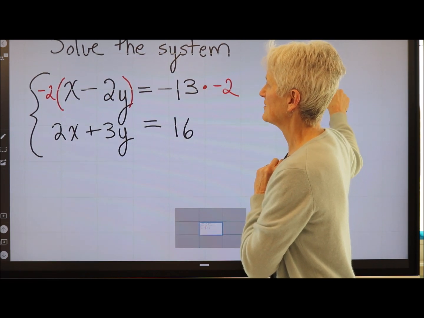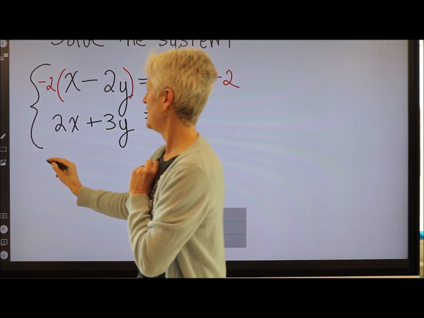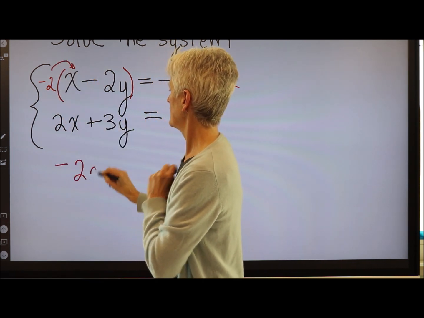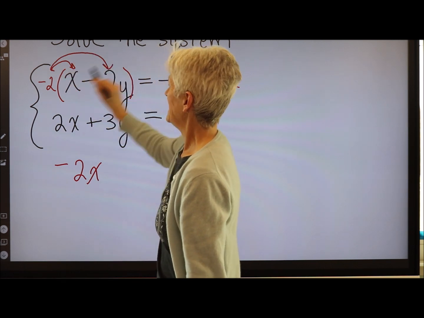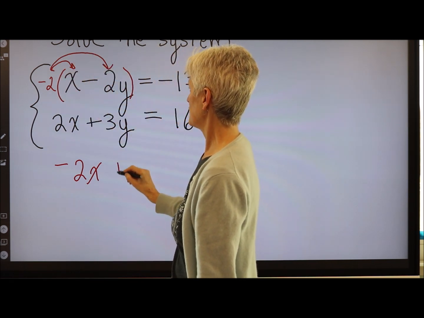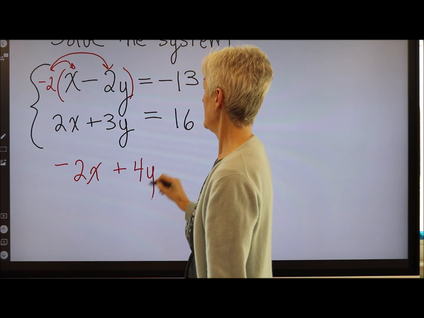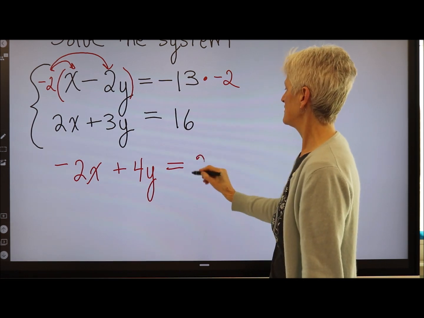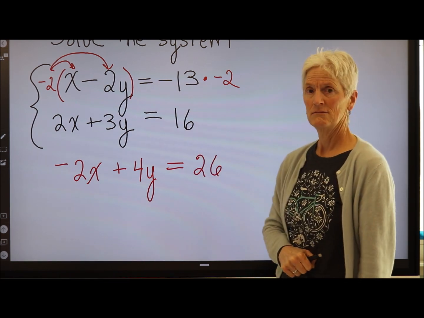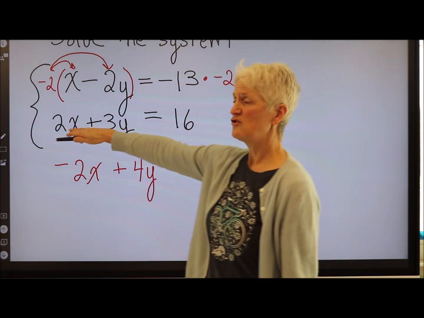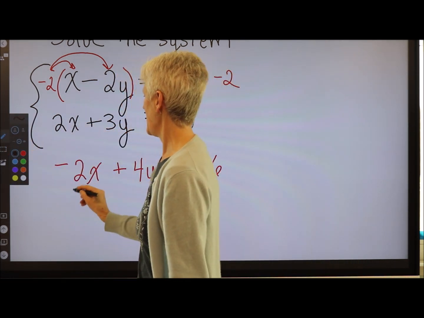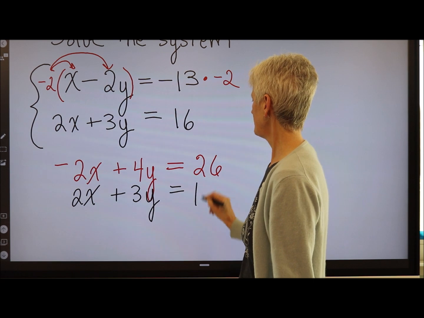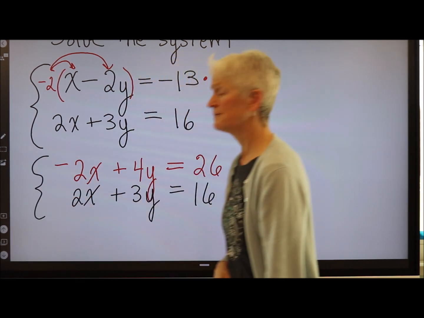I'm going to rewrite this new top equation here. So this is now going to become negative 2x. I'm distributing this. Negative 2 times negative 2y, that gives me a positive 4y, equals negative 13 times negative 2. That gives me a positive 26. All right, I'm not going to change this second equation at all. I'm leaving it as is. I'm just going to rewrite it underneath. So there's my new system.